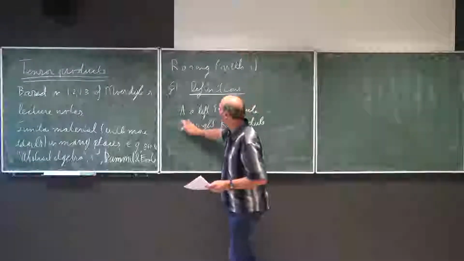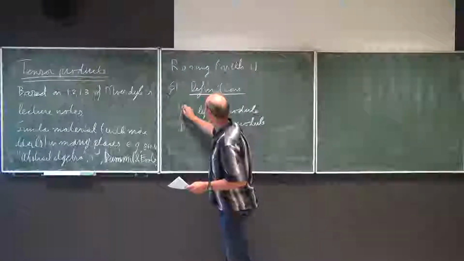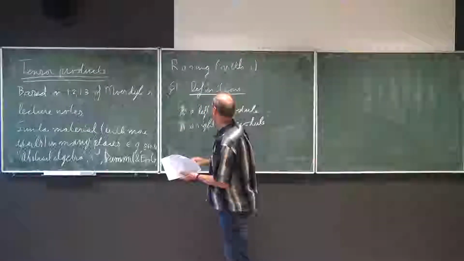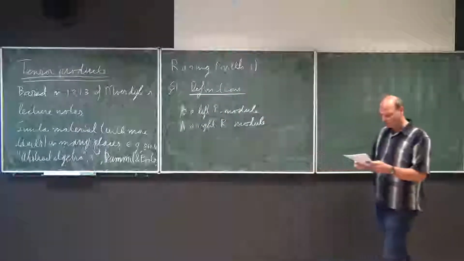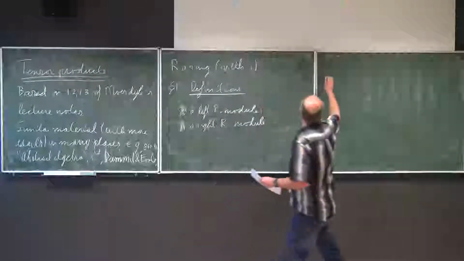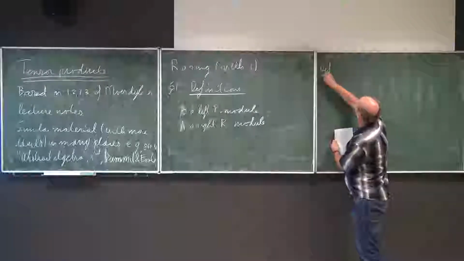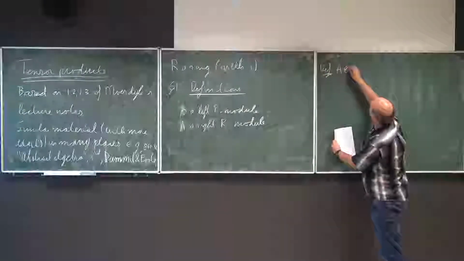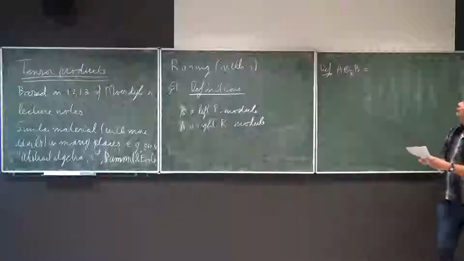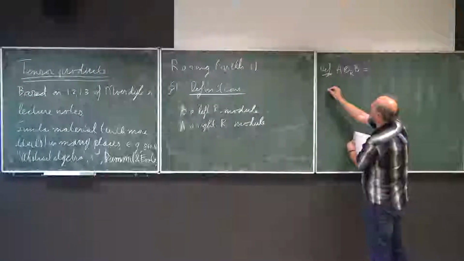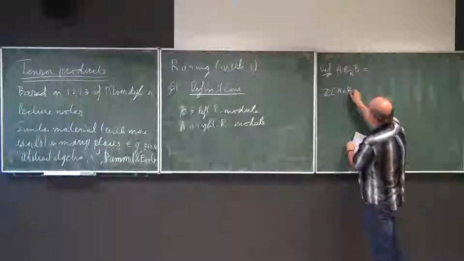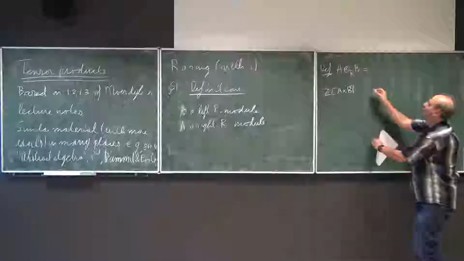Let me start by making a little correction to my lecture notes. A will be a right R-module and B a left R-module. Then we have as a definition for the tensor product the following. A tensored over R with B is going to be some big quotient, so let me write it on a separate line. I start with the free abelian group on the set A cross B, the Cartesian product.